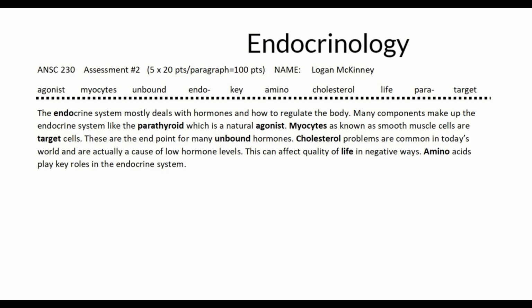Okay, so let's go through this. The endocrine system mostly deals with hormones and how to regulate the body. Okay, not bad to start, I guess. Many components make up the endocrine system, like the parathyroid, which is a natural agonist. This statement right here means nothing. Like the parathyroid, which is a natural agonist. Okay? The parathyroid is a hormone next to the thyroid.